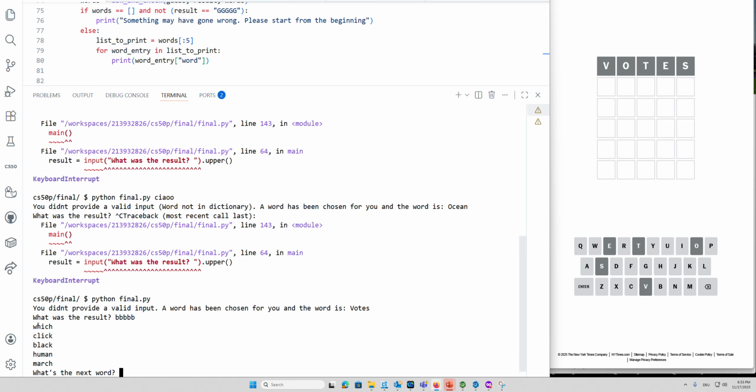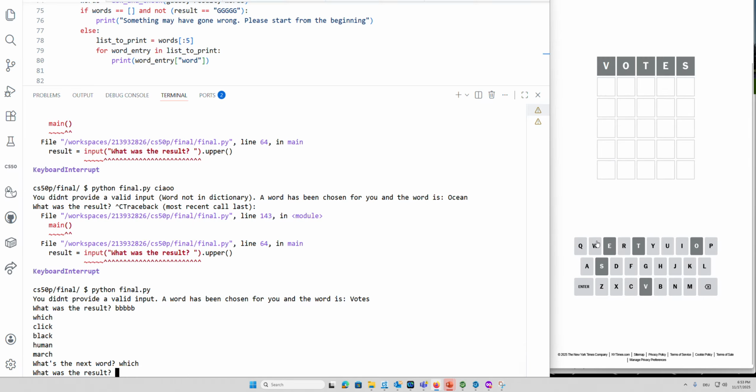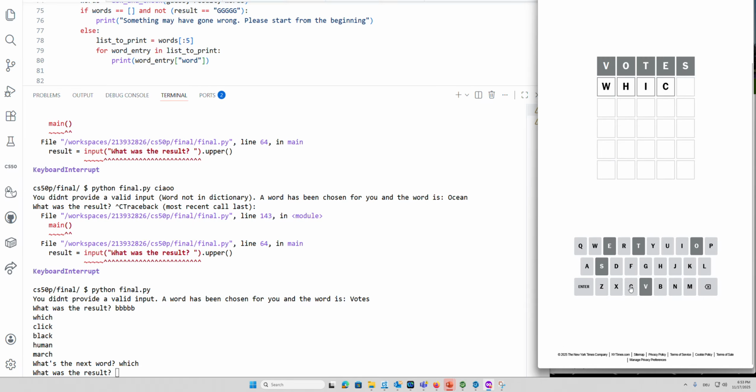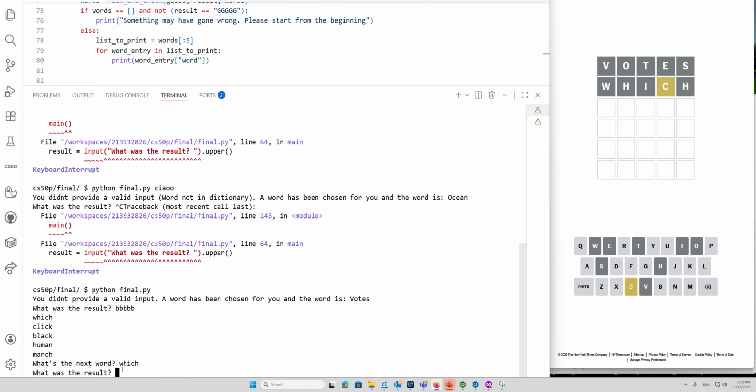Okay, so these are the 5 most common English words that would respect this, so that they don't have any of these letters, and I can type one of these 5. So I will write which, and let's write which here. We are not super lucky, we found just a yellow.